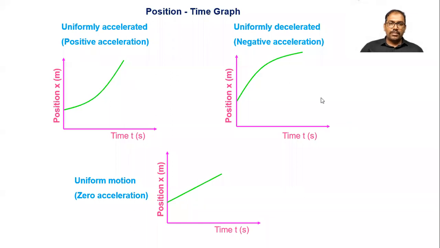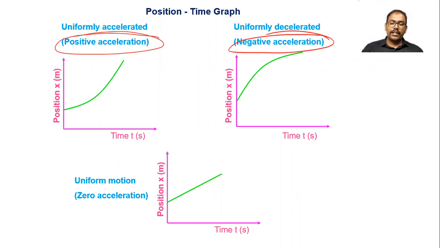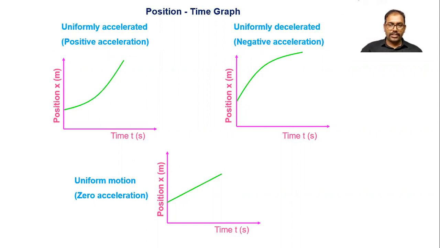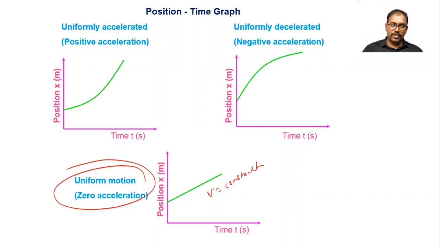Now you can see some position-time graphs. If you get this type of graph, it means that acceleration is positive. This type of graph shows negative acceleration, or retardation. Retardation means negative acceleration. And for zero acceleration, this is uniform motion, where V is constant. So this is zero acceleration.